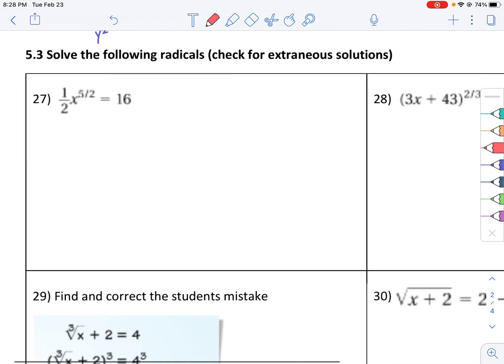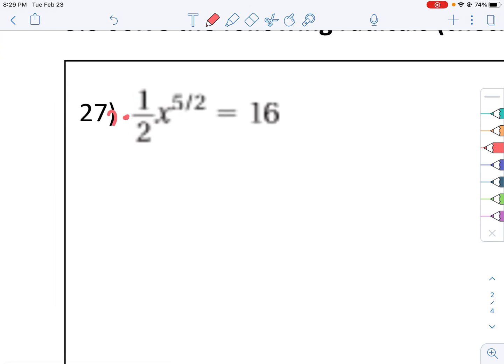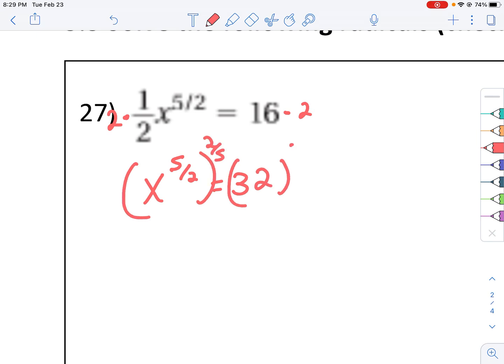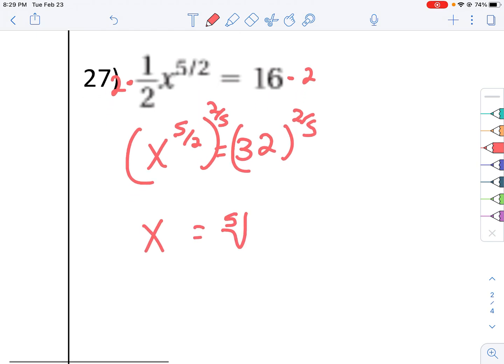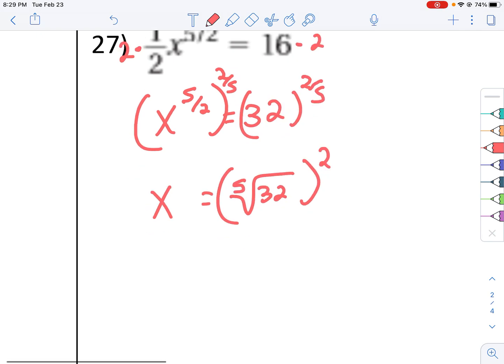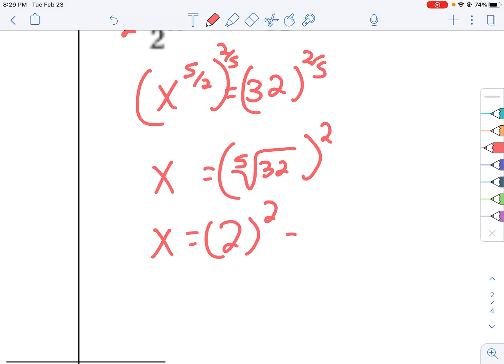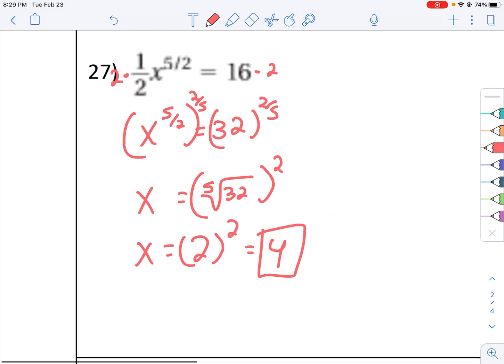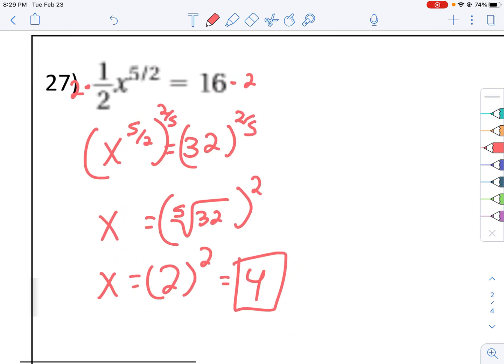Okay, last set of questions from 5.3 here. We always need to isolate the radical first, so multiply each side by 2. That gives us x to the 5 halves is equal to 32. Raise both of these to the 2/5 power. Nice part about this is we have x to the 5th root of 32 squared. 5th root of 32 is just 2, so it's really just 2 squared, which then gives us x is equal to 4. So then you just have to plug 4 back into the equation, right?